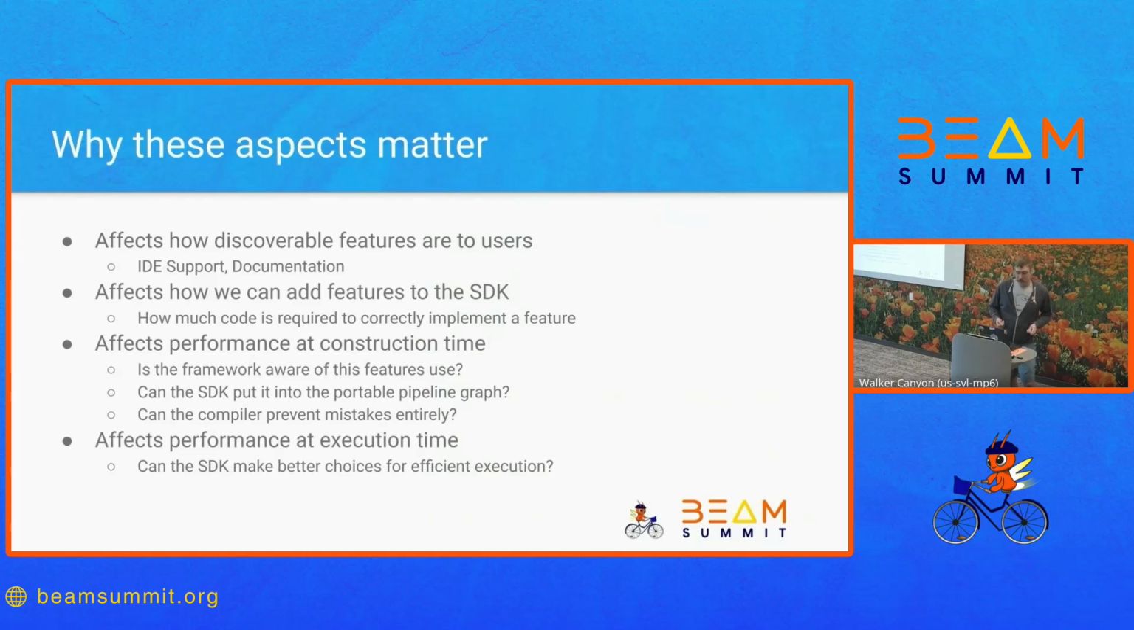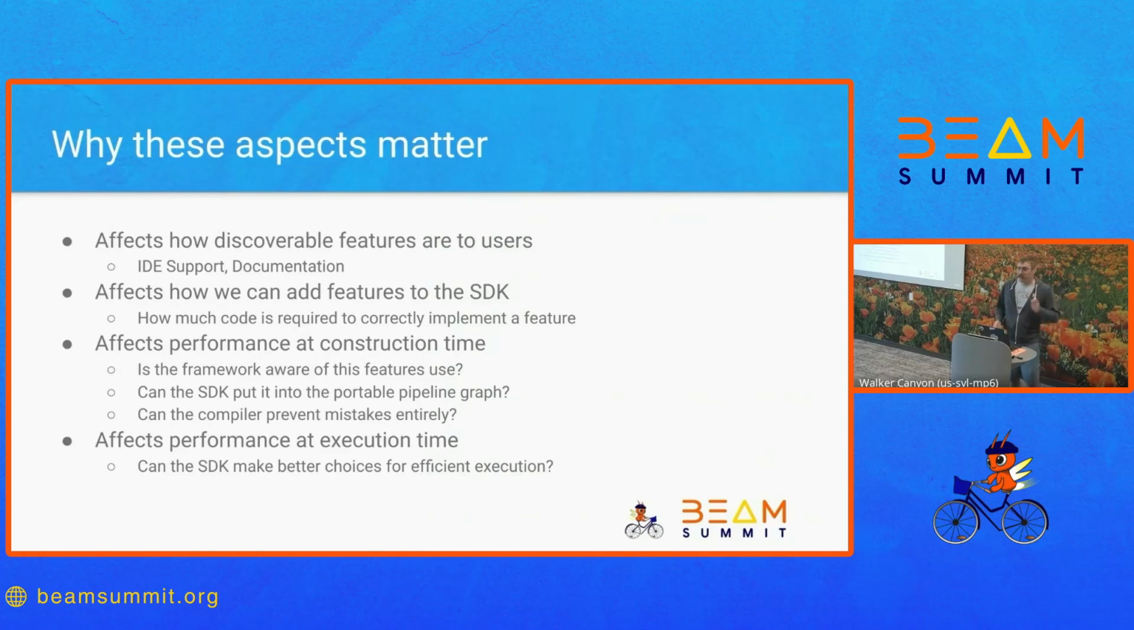It also affects the performance at construction time, because how is the framework aware of which features you're using in the DoFns in your pipeline itself? Can the SDK even be put into a portable pipeline graph? How do we serialize that information so that the workers know which features are being used, that the runner knows which features are being used? Can we get it so that the compiler can prevent you from making mistakes entirely?